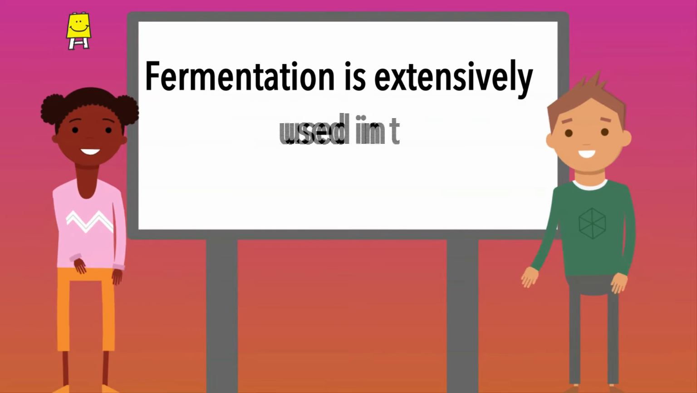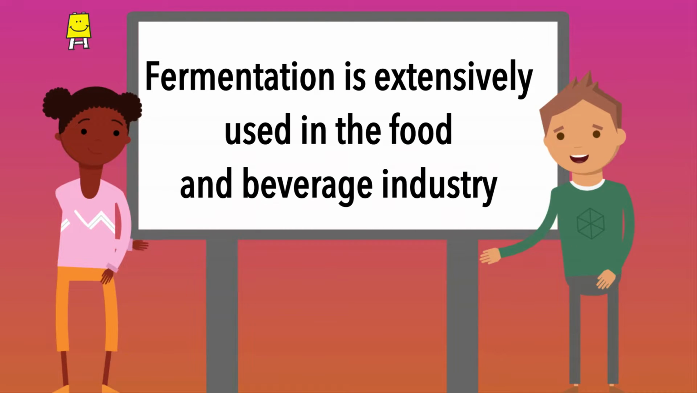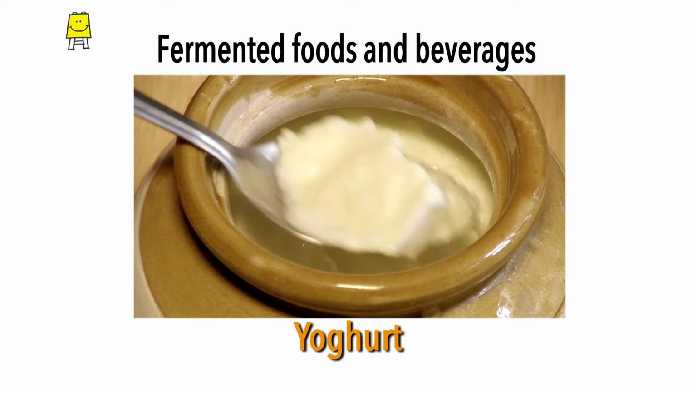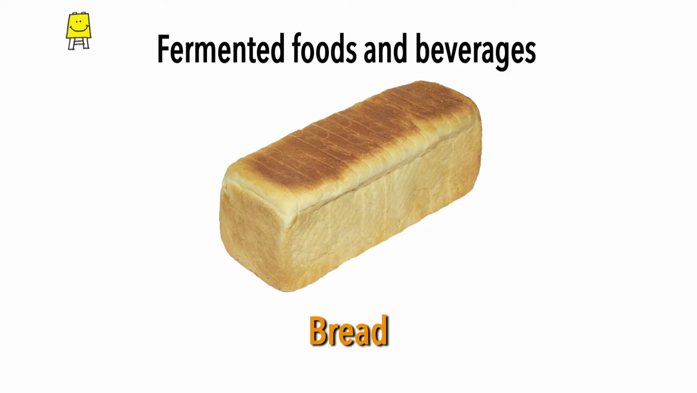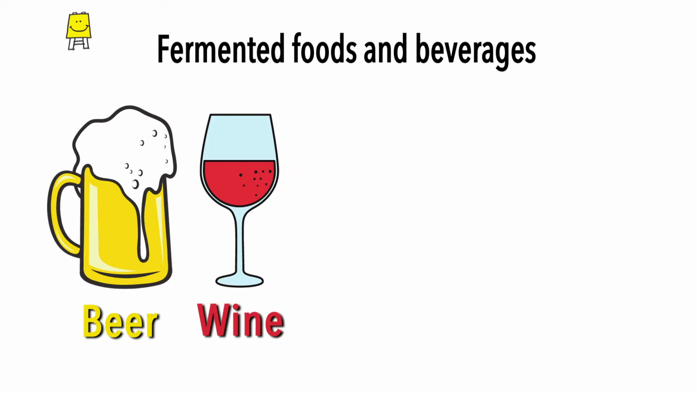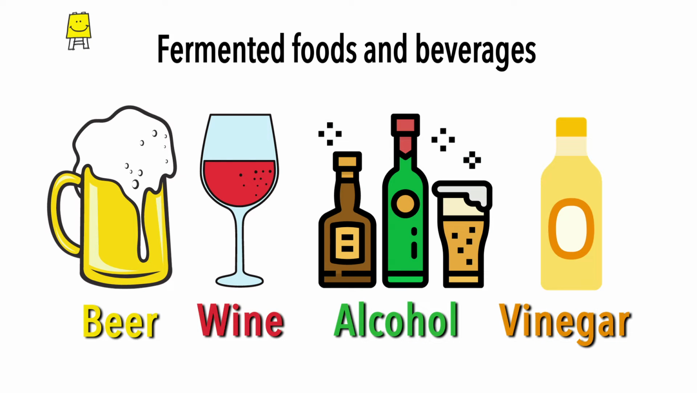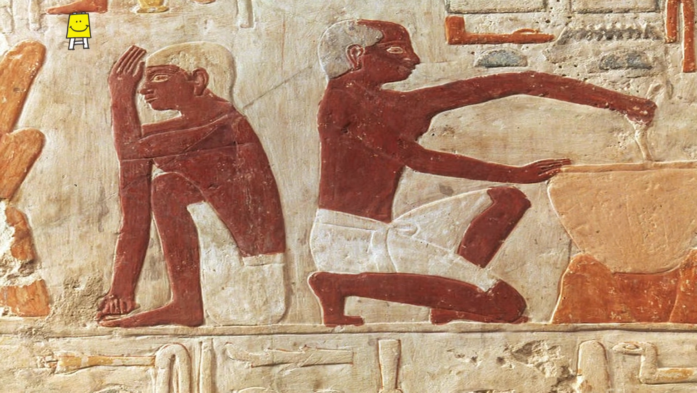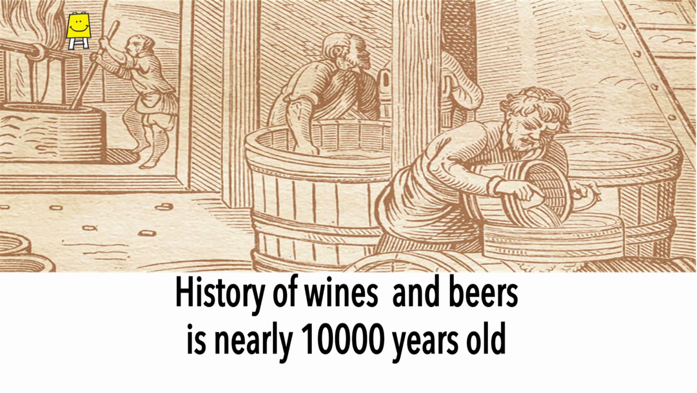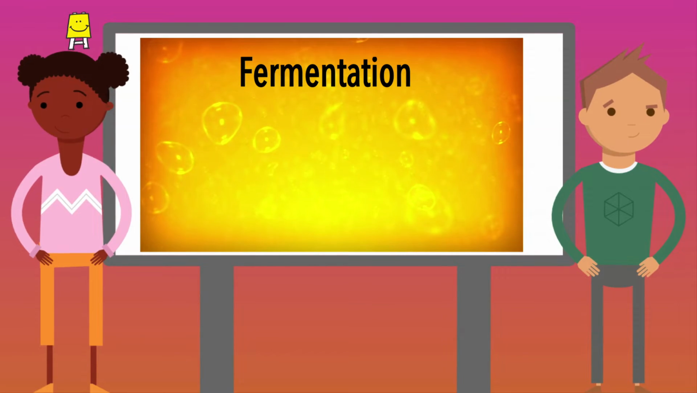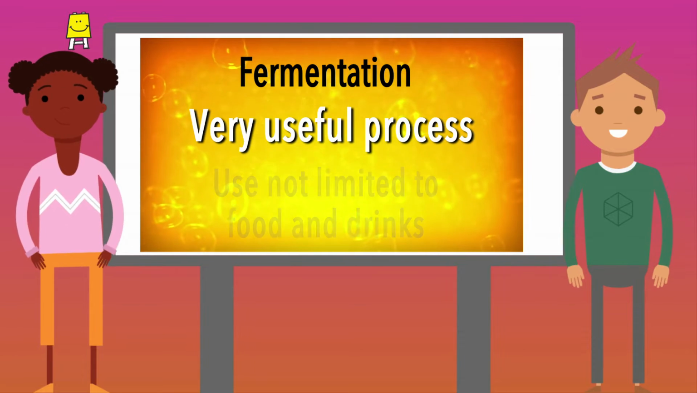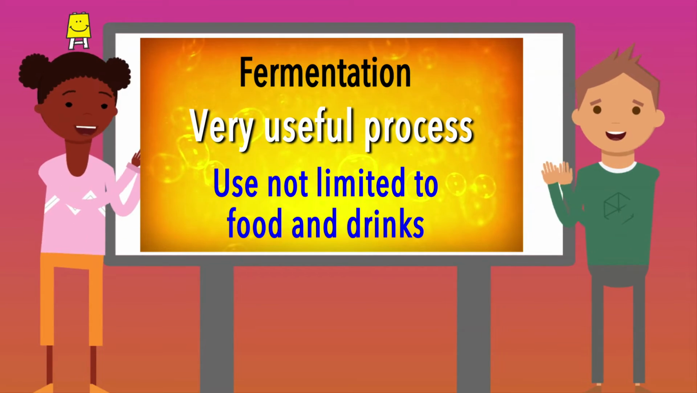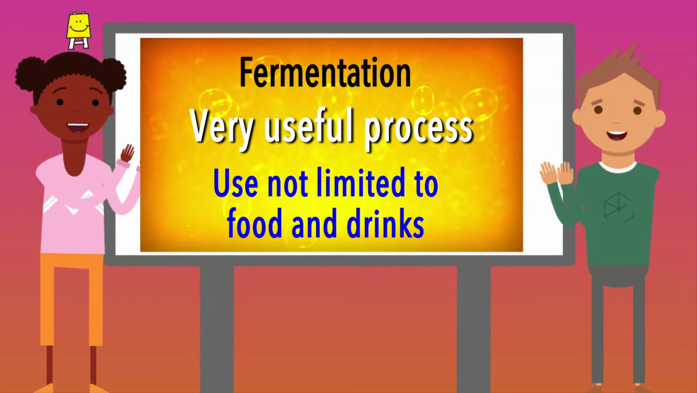Fermentation is used extensively in the food and beverage industry. Yogurt, different types of cheese, bread, beer, wine, alcohol, and vinegar are all produced by fermentation. You may be surprised to know that the use of fermentation to produce wines and beers has been known for more than 10,000 years. Fermentation is a very useful process. Its use is not limited to the preparation of food and drinks.